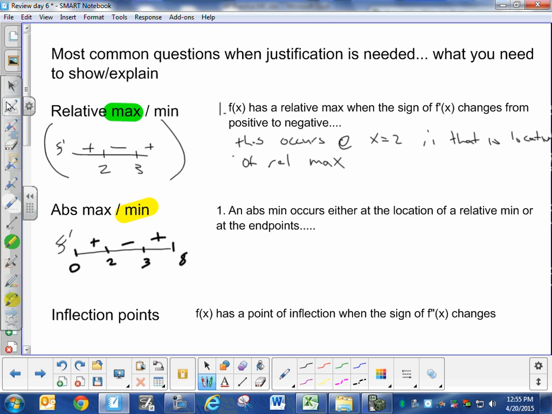You might have to say there is a relative min at x equals 3 since the sign of f prime changes from negative to positive. And then you would compare f of 0, f of 3, and f of 8. You would say absolute min must be at f of 8 because that produces the least value of the 4 possibilities. And that's fine. Just make sure you check it.